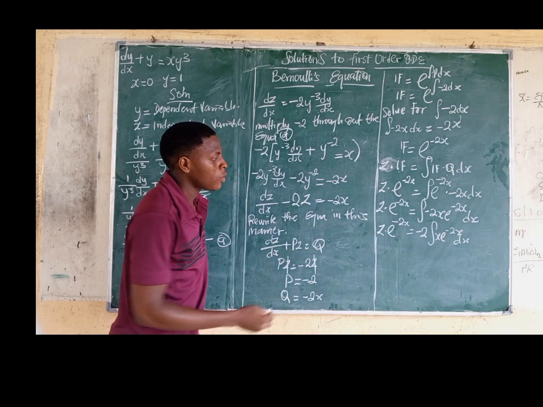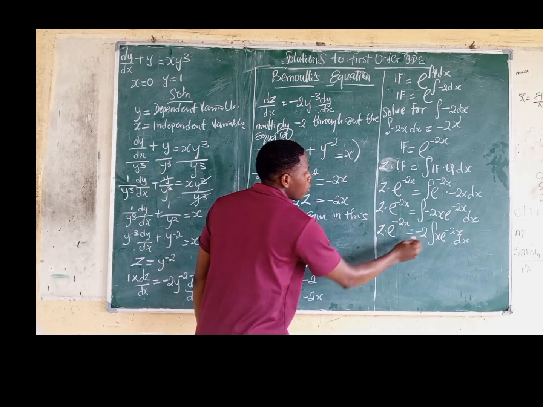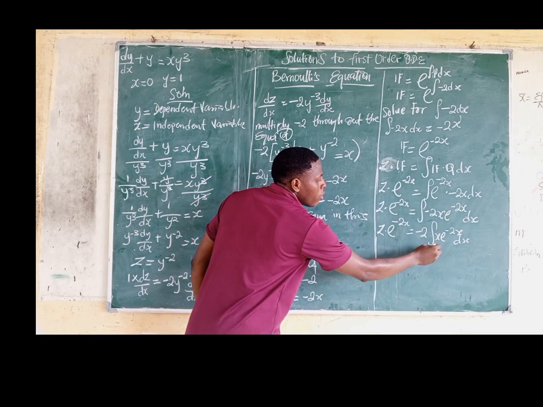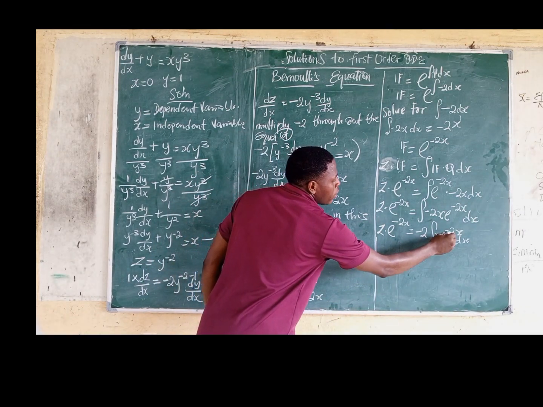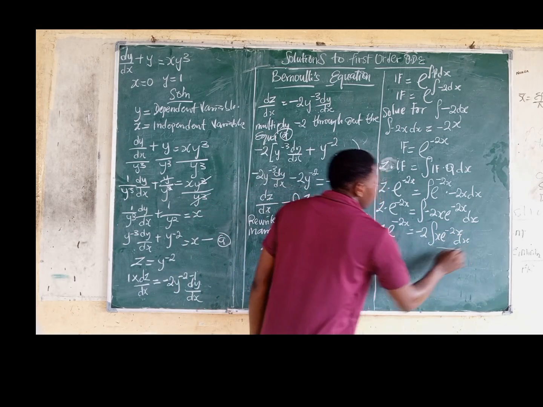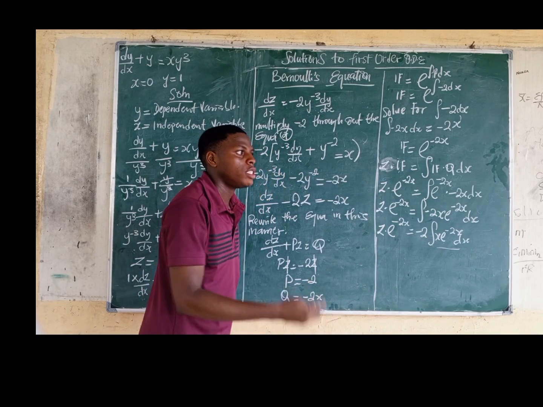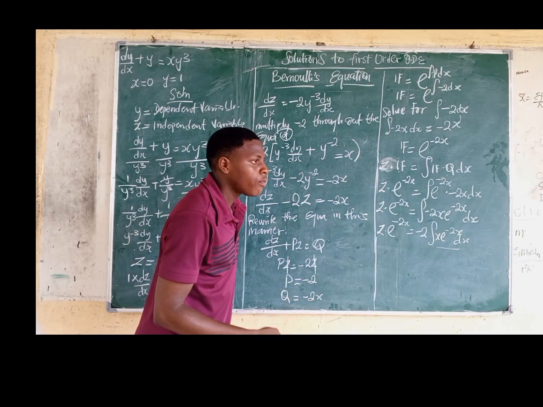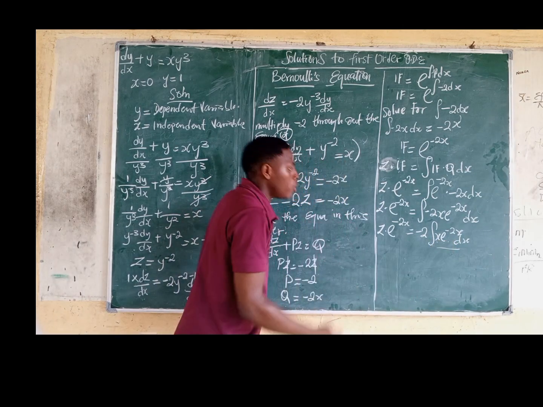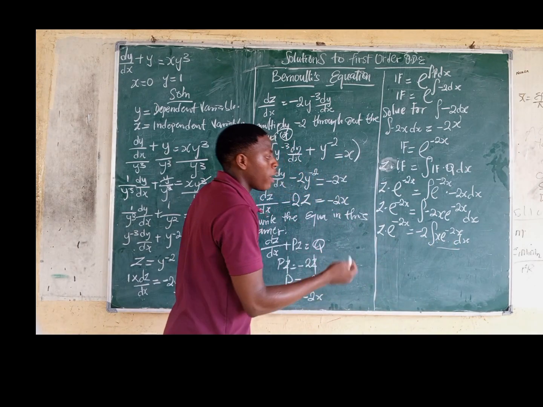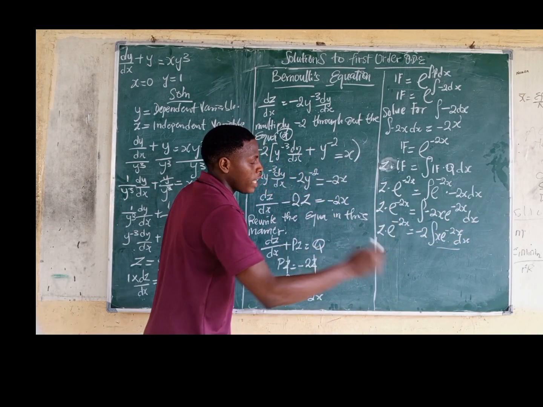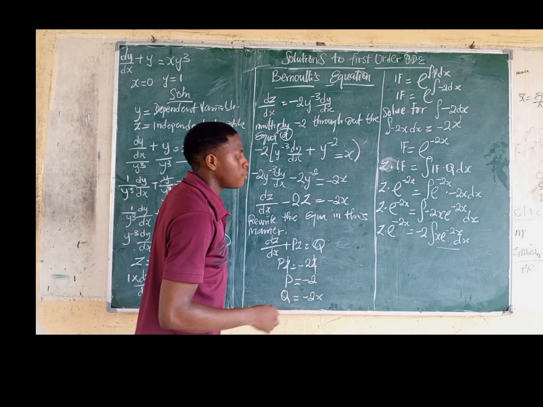What do you see? We can see that we brought out the constant, which is minus 2, and we are left with the integral of x e^(-2x). Looking at this, we know that we can apply integration by parts, because we have the integral of a polynomial and an exponential. So we apply integration by parts to simplify the right hand side of our question.